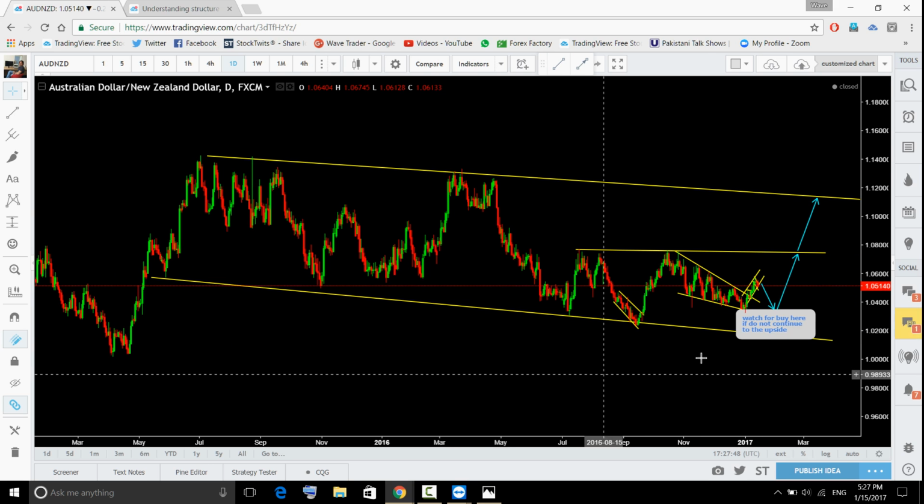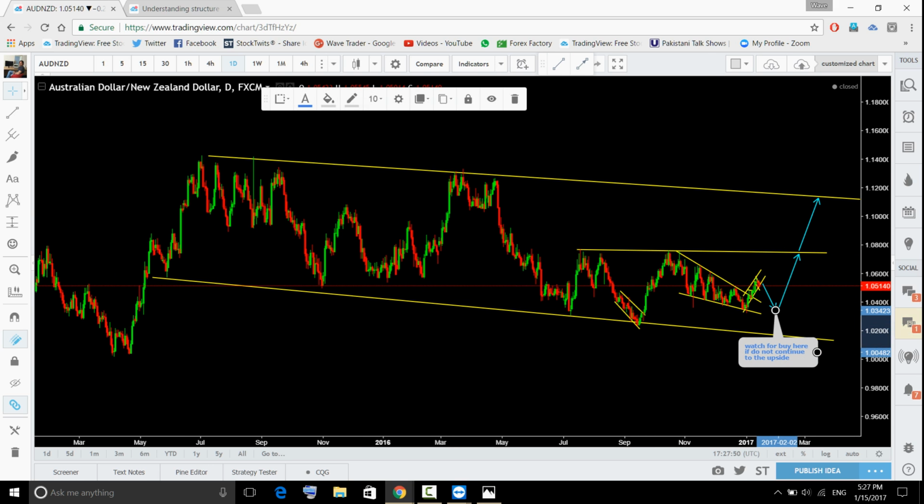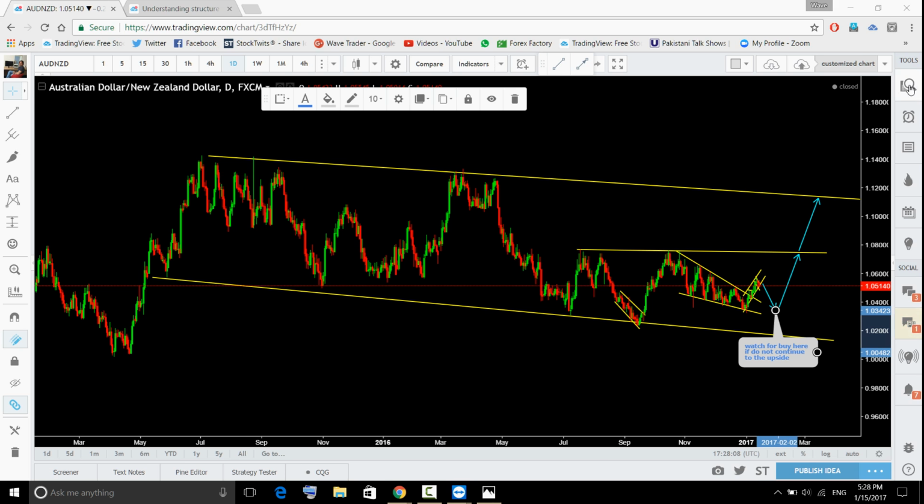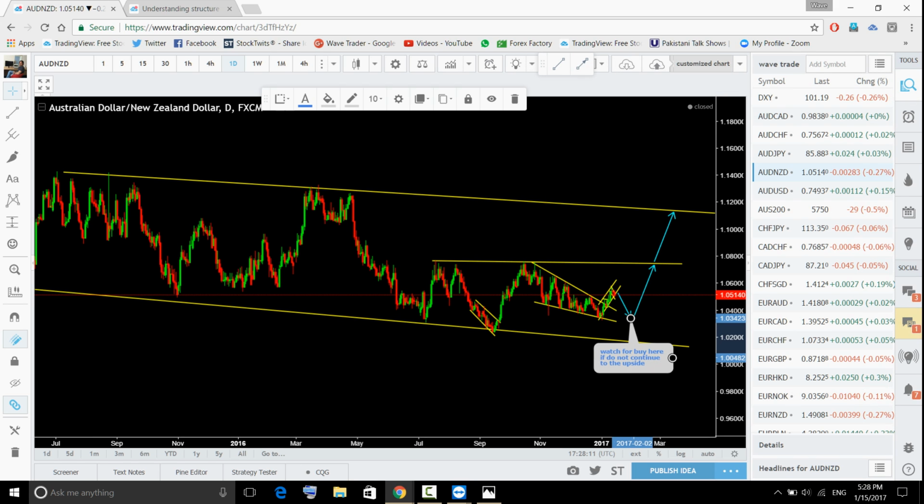This is the move we are looking for. For that we are relying on this impulse. We are anticipating this corrective, bigger trend continuation pattern is going to break to the upside, and there is a lot of divergence at the bottom.